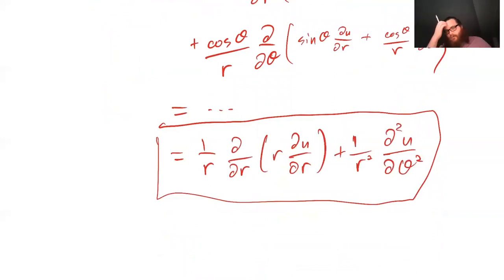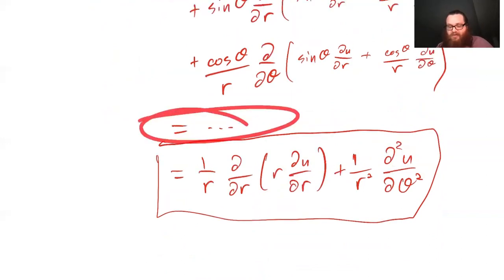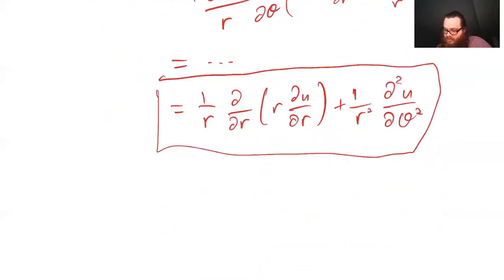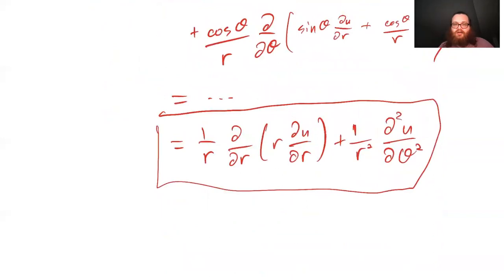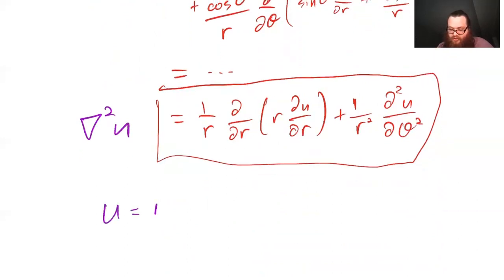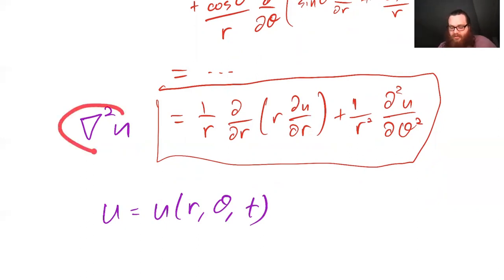Okay, so homework: verify these. But it is just a computation, and this is what this operator, nabla squared of u, looks like when u is a function of r and theta. And then maybe time as well, if we're asking about temperature and time. But this thing right here only cares about the spatial piece. And that's what this operator looks like in polar coordinates.